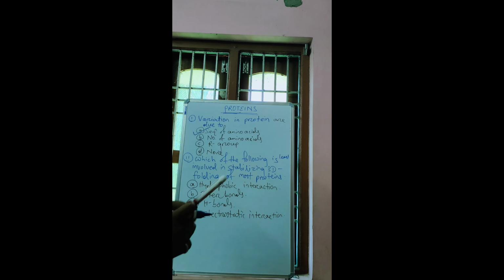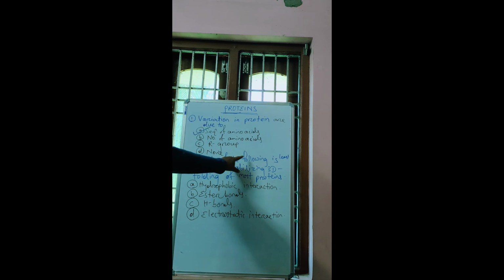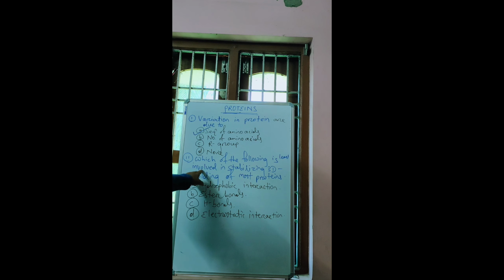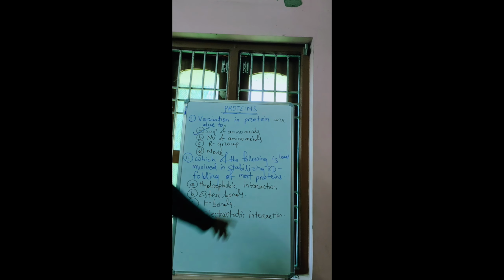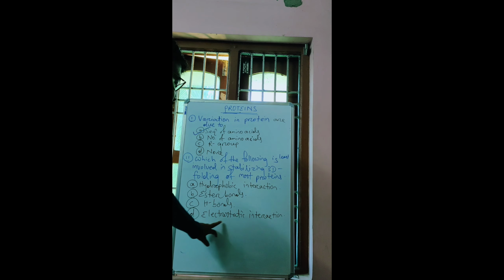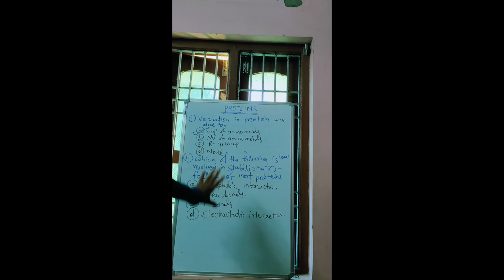The second question: which of the following is least involved in stabilizing the 3D folding of most proteins? Options are: hydrophobic interactions. Option 2, ester bonds. Option 3, hydrogen bonds. Option 4, electrostatic interactions, van der Waals interactions. The question asks which of the following is least involved.